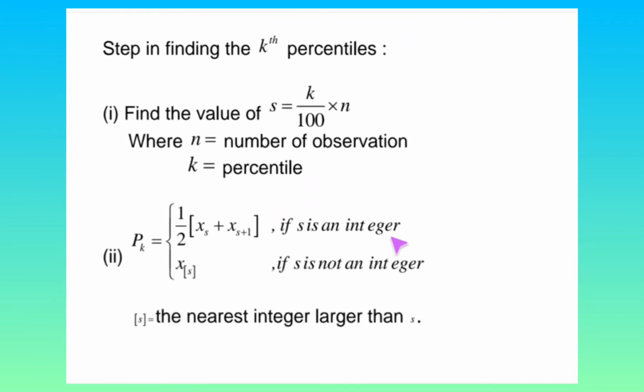If S is an integer, then the percentile will be 1 over 2 times the X_S plus X_(S+1) observations. If the value of S is not an integer, then the percentile P_K is equal to the observation X_S, where S is the nearest integer larger than S. That means if the value of S is not an integer, then we need to round off to the next integer.